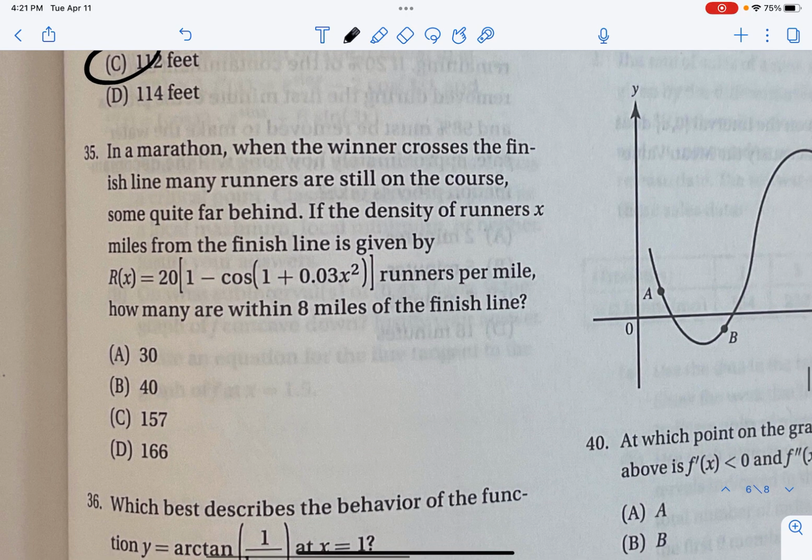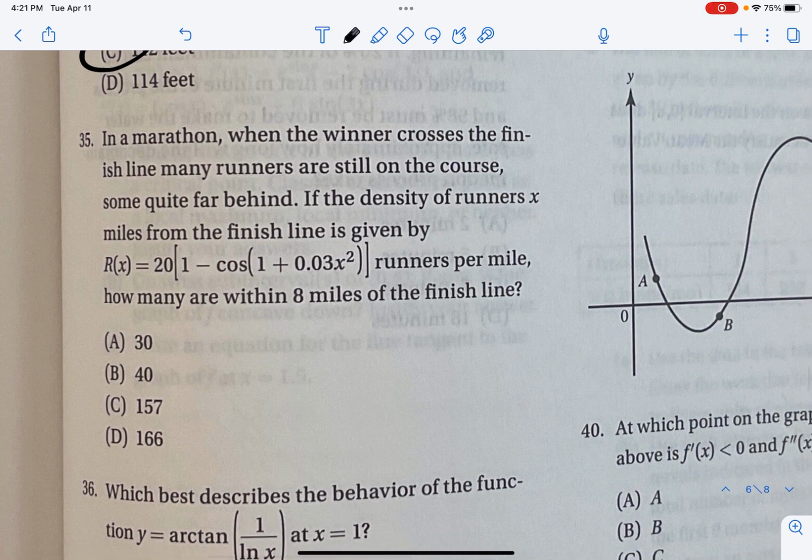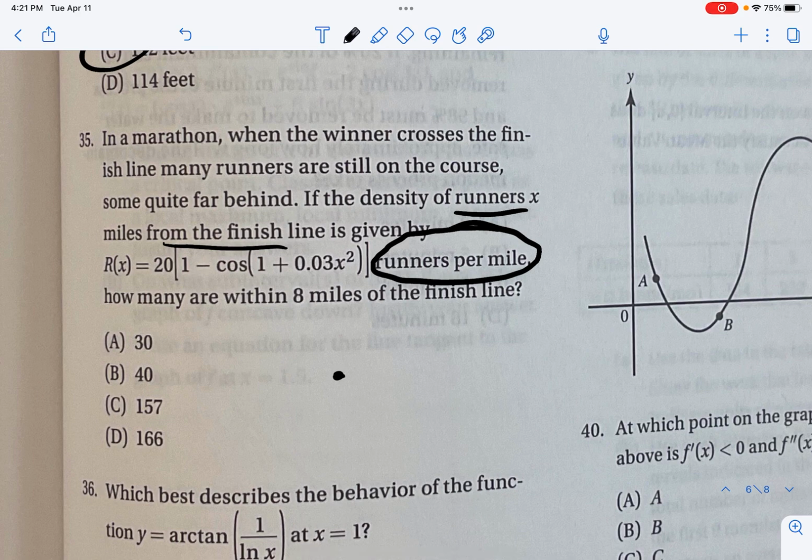Okay, 35. So we have a marathon, and when the winner crosses the finish line, people are behind. And here we have the density of runners. So this is basically saying how many runners we have per mile. This maybe is very hard to wrap your head around, but this is kind of a rate, right? You can sort of think, here's my finish line, right? And here are all of these people who are trailing behind and approaching the finish line.